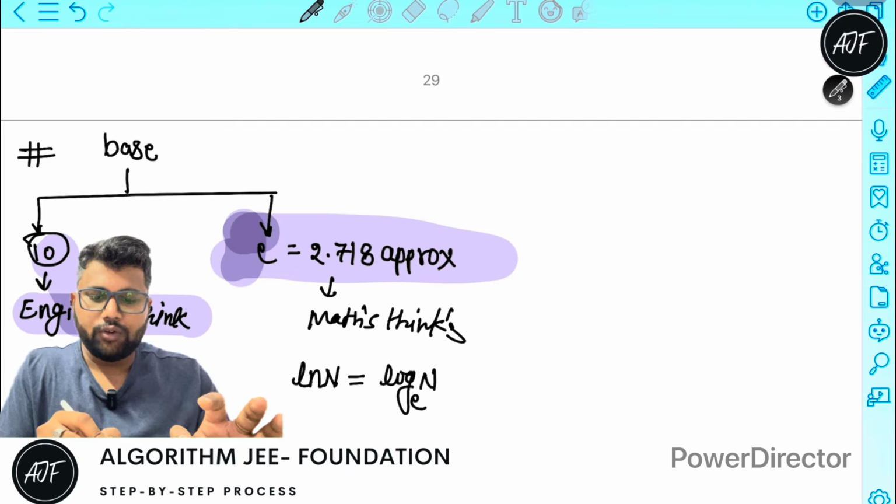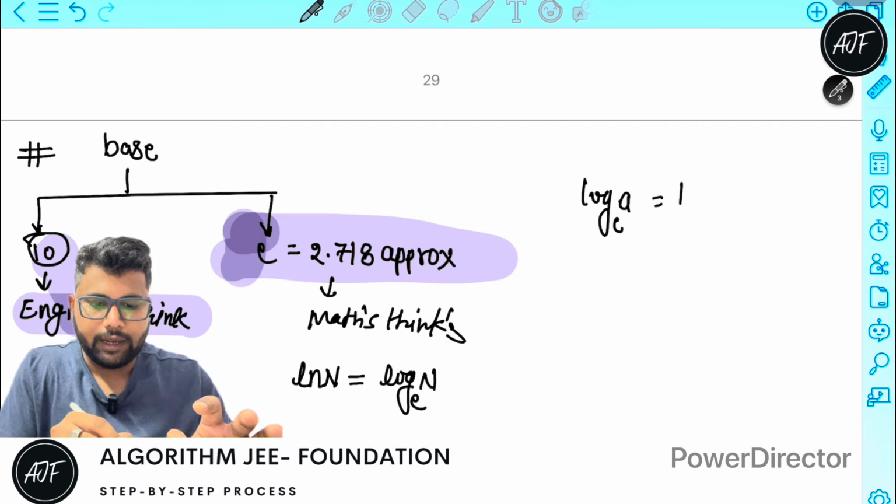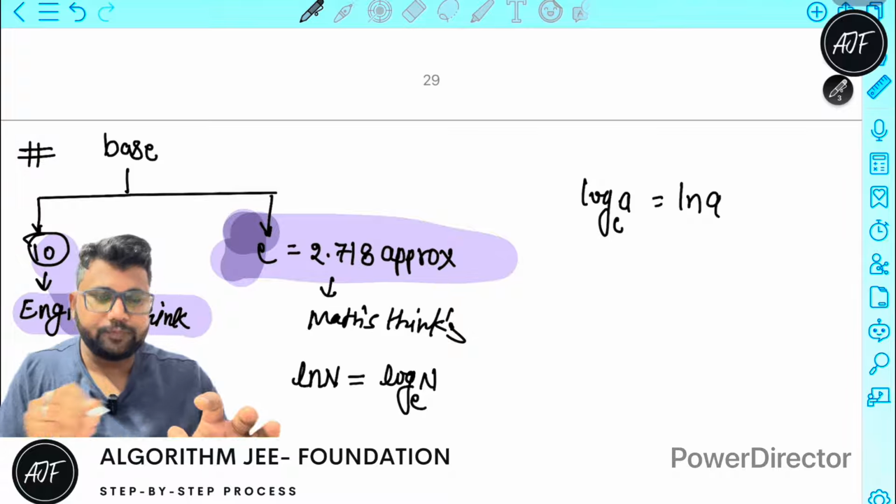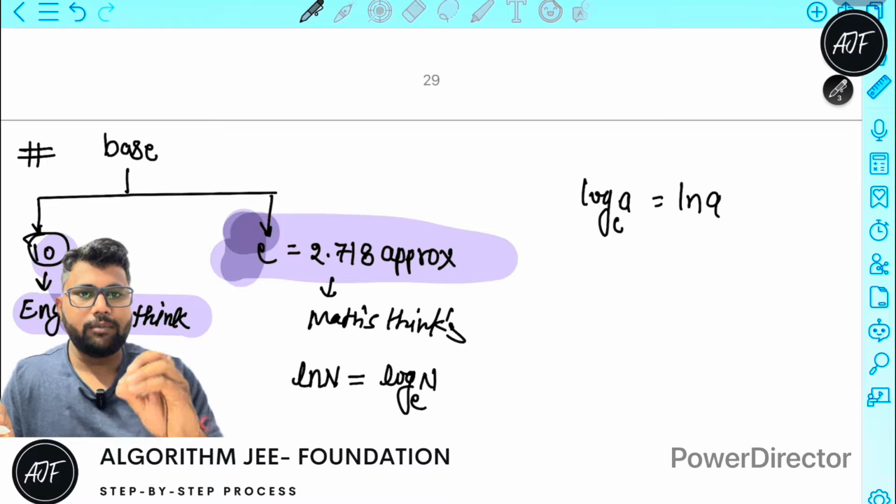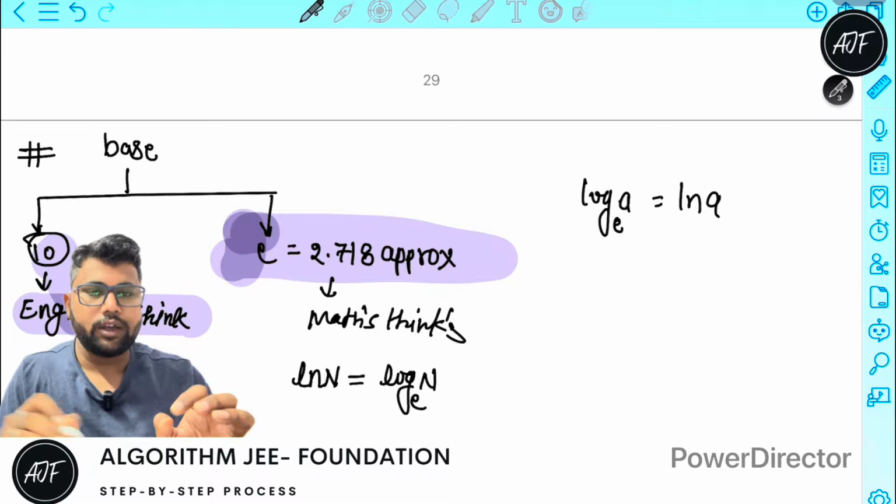Okay, so now if you use the log with base e, it is represented by ln a. Sometimes when writing ln a, the meaning is simply that you use log base e.